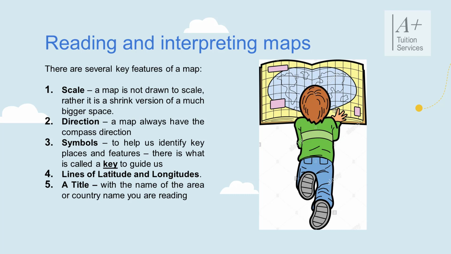The second thing you will notice in a map is direction. A map always has compass direction. If not the whole compass with north, south, east, west, it always has the arrow that faces north. This helps the reader of the map understand the direction of several things that are highlighted on the map.